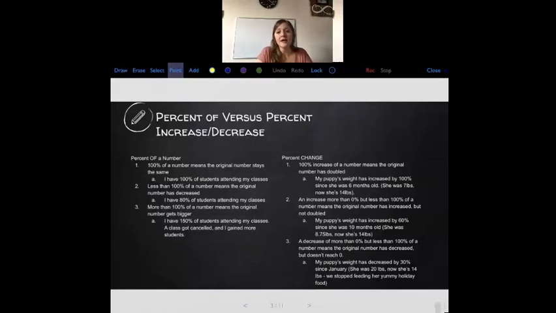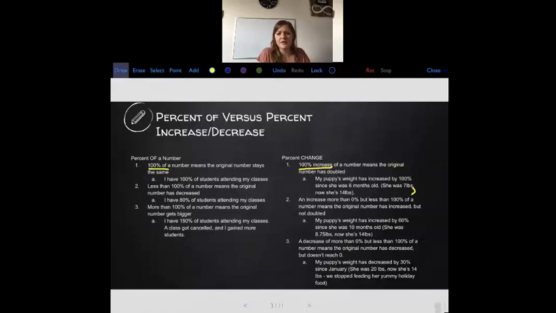Okay. When we talk about percent change, this is talking about relative change, or percent increase, percent decrease. So in this type, depending on the wording, 100% increase, so notice this is increase, this is of, means that the original number has doubled. So for instance, we'll use my dog. My puppy's weight has increased by 100% since she was 6 months old. She was 7 pounds and now she's 14 pounds. So notice how that's doubled.